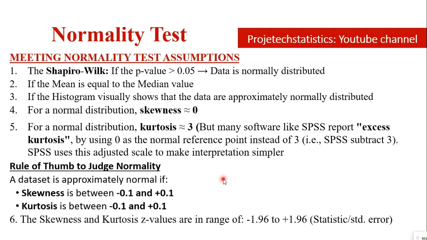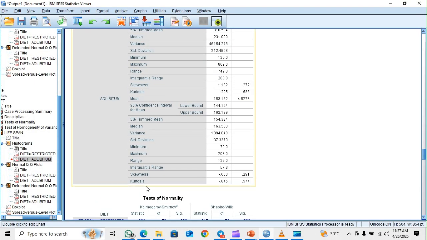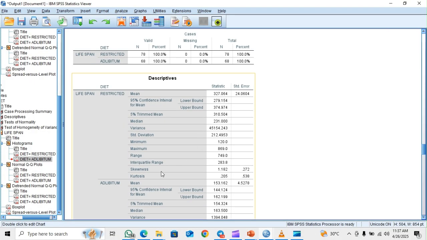And that will lead me to the next point, which is our number 6. Number 6 here says that the skewness and kurtosis Z values are in the range of this and this. So how do we calculate it? We're going to calculate the Z value of your kurtosis. We're going to use the kurtosis statistic divided by the standard error. Let me go back. If you check this now, for my skewness, if I do 1.182 divided by 0.27, let me do that with my calculator.